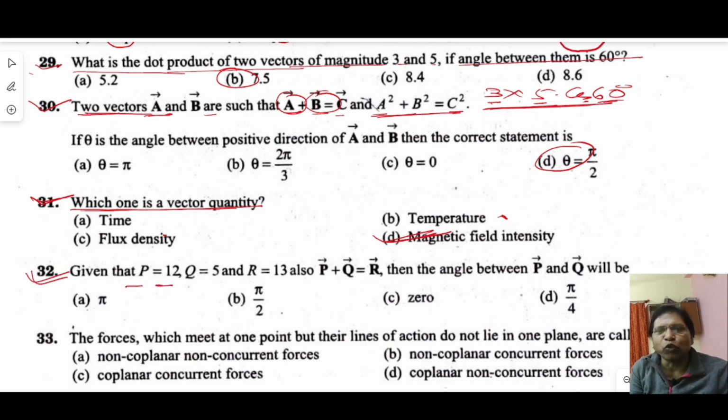P vector equals 12, Q vector equals 5, R vector equals 13. Look at this. Here P square plus Q square equals R square. So the angle between P and Q is 90 degrees. This is P and this is Q. So this angle is 90 degrees, the angle between P and Q.